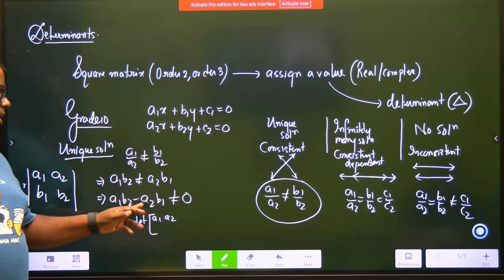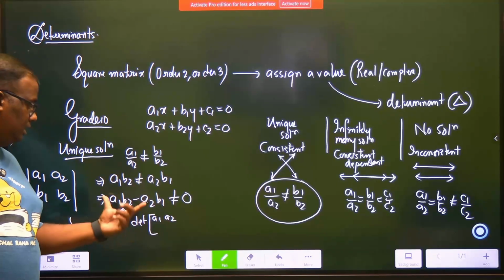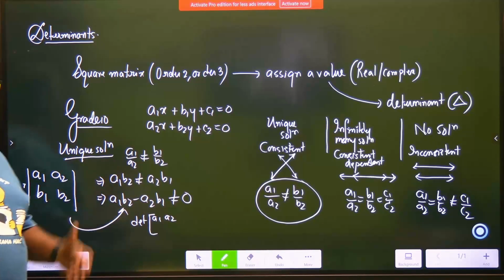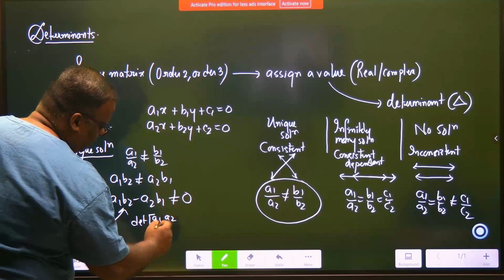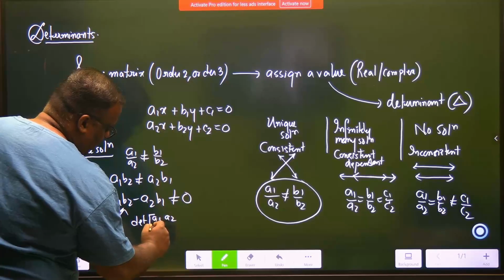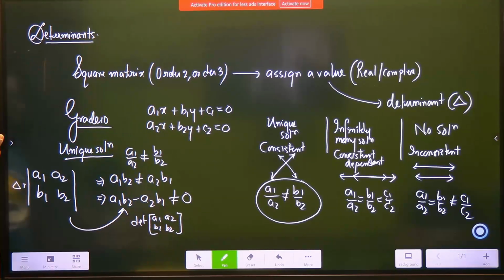So concentrate on this part. A1 B2 minus A2 B1 should not be equal to 0. This term can be expressed in the language of determinant, where we say the determinant of a matrix which is like A1 A2 B1 B2. Right? The determinant value of the matrix.